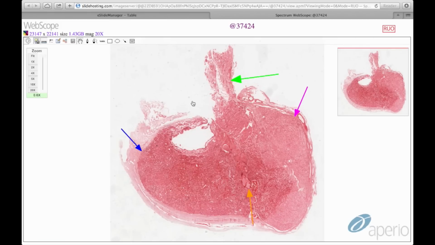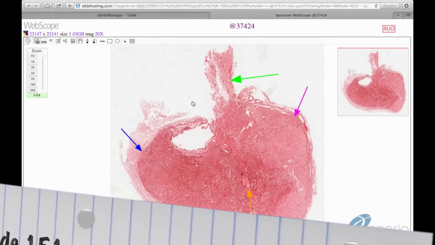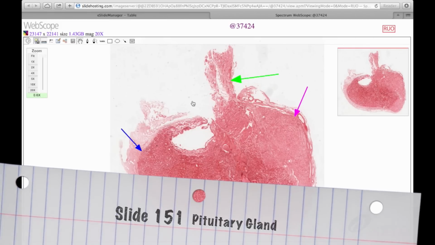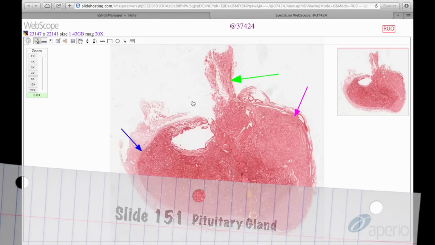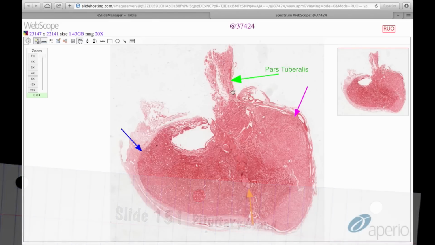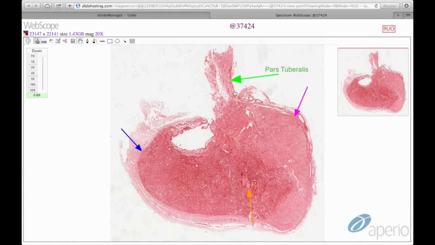Let's take a quick look at slide 151, which is another section of the pituitary gland stained with H&E. This slide more clearly shows the pars tuberalis, which is a highly vascular component of the anterior lobe that wraps around the pituitary stalk. The pars tuberalis is indicated by the large green arrow. To orient you, the pars distalis is indicated to the left by the blue arrow, the pars intermedia by the orange arrow, and the pars nervosa by the pink arrow.